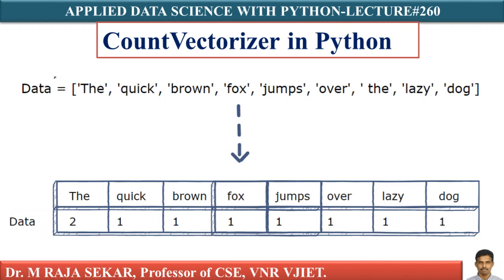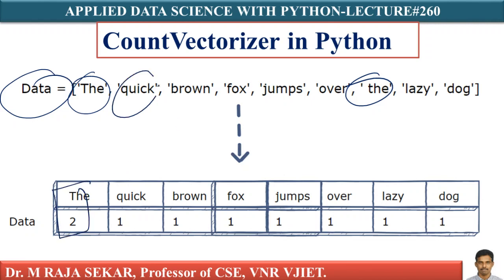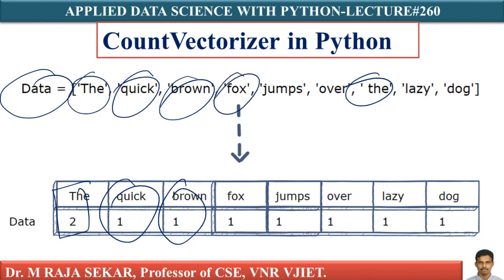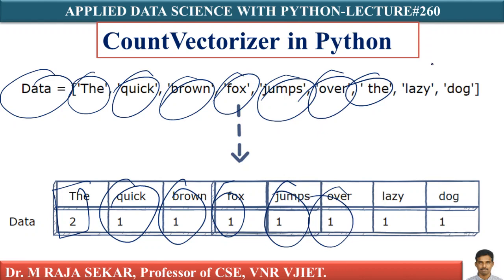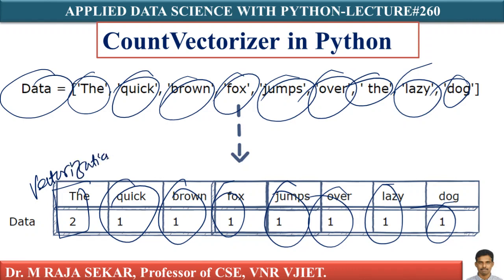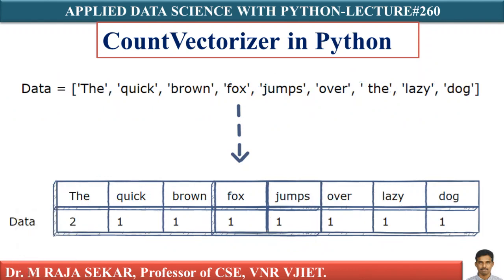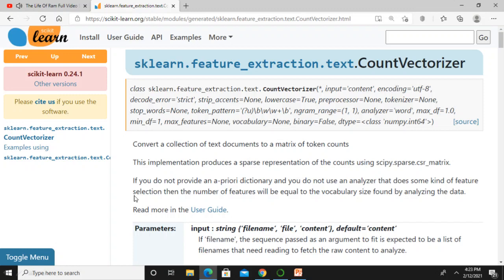Let me say this is my data. Here I have the word twice, therefore I am keeping twice. How many times is quick appearing? One time. Brown appears one time, fox one time, jumps one time, over one time, lazy one time, dog one time. This is vectorization. We will understand it with the help of CountVectorizer. Let me explain this concept with a simple example.